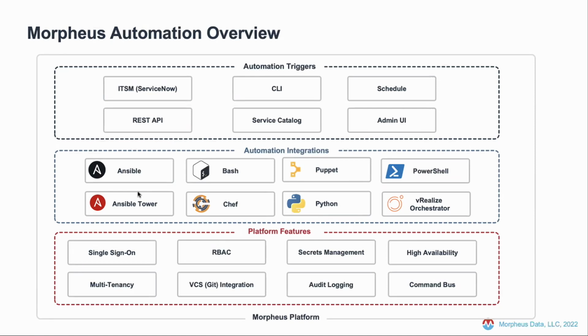Integrations. So there's a handful listed here. There's quite a few more than this, but Ansible, Ansible Tower, Bash, Chef, Puppet, Python, PowerShell, vRO. A unified platform that can have hooks into these various automation tools and technologies. One of the challenges that enterprises typically face is Group A is using a different tool than Group B. Group C is using a different tool than both of those.